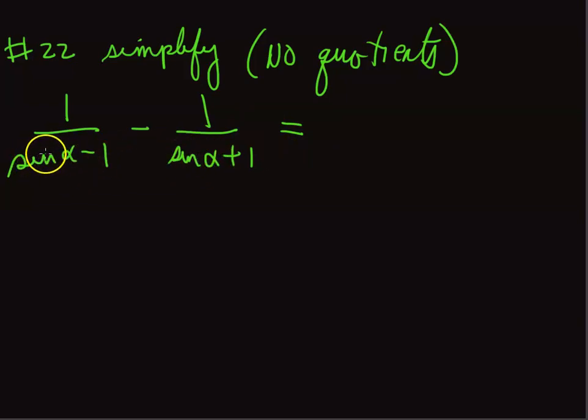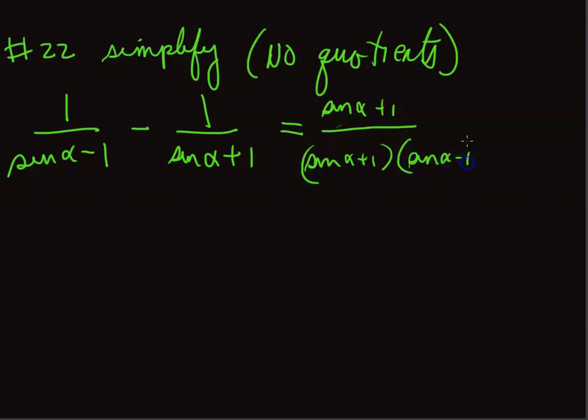A common denominator needs to include both of these denominators. So, I'm going to take the sine alpha plus 1 and multiply this side times the 1 over sine alpha plus 1 times the sine alpha minus 1, minus, then I'm going to take this one, sine alpha minus 1 times the 1 over this sine alpha plus 1 times sine alpha minus 1.